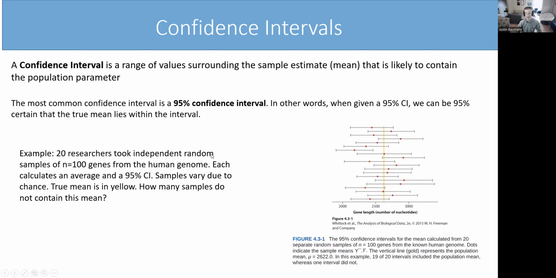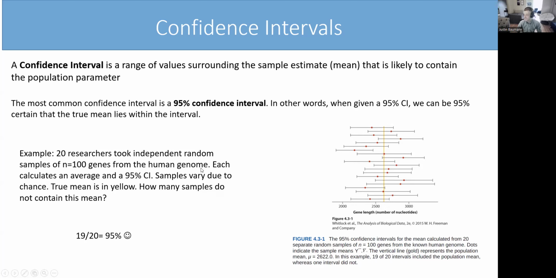If you're really interested in the math here, check out Whitlock and Schluter, but here's the answer to your question. They did 20 of these, 19 divided by 20, that's 95%. 95% of these samples contained the true mean. We were 95% confident that it would work out, and it did exactly as we thought.